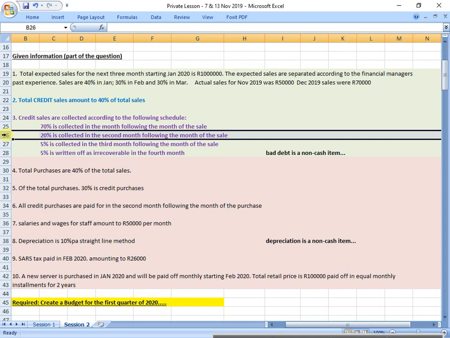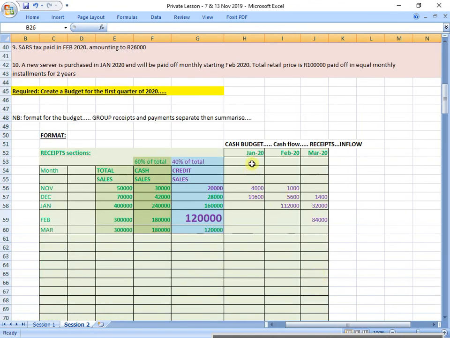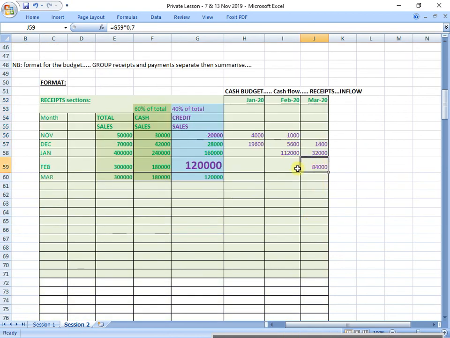April. Is April part of the budget? No. I collect 20% in April, but I'm not going to show it because I'm only going to look at January, February, and March. Okay, so I don't have to do anything else. I stop there.